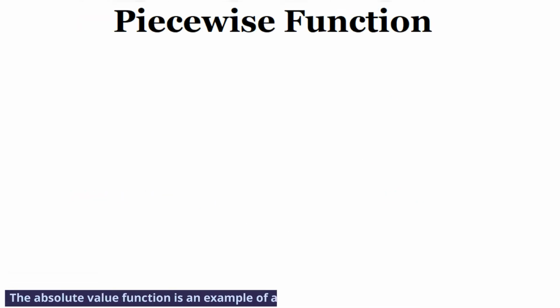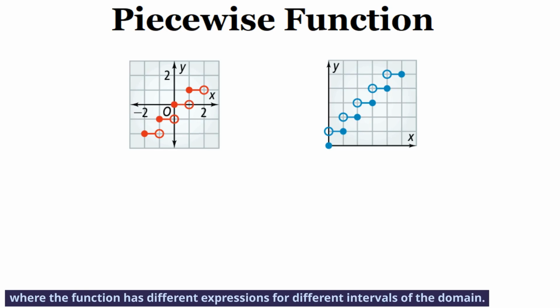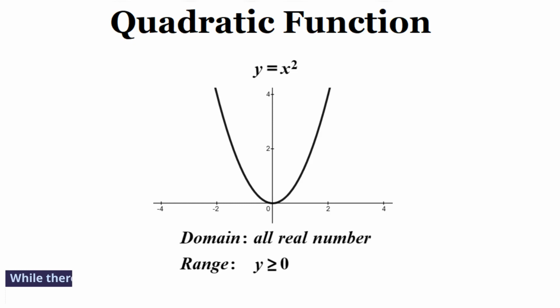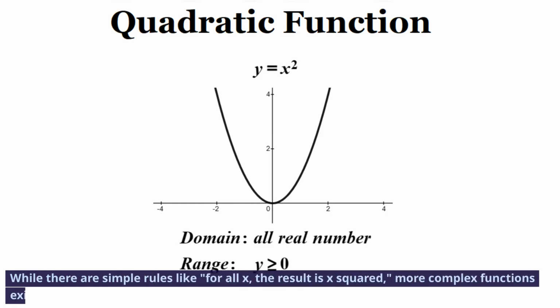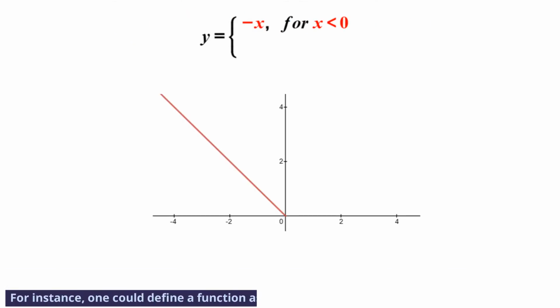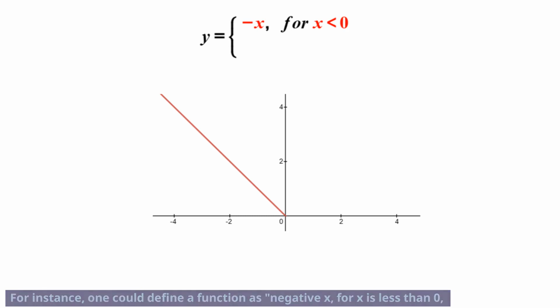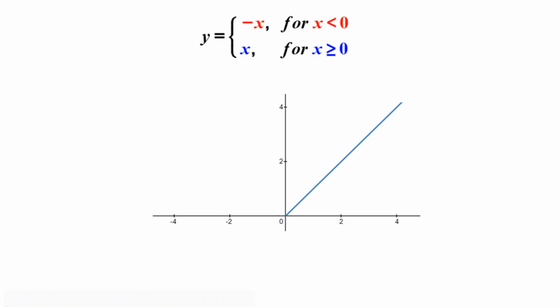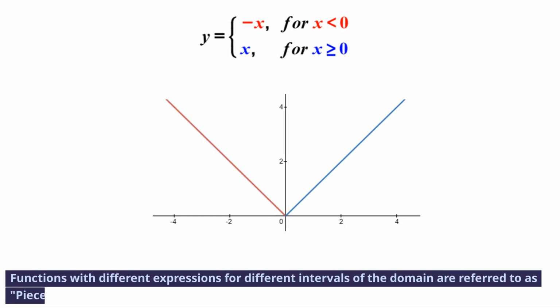The absolute value function is an example of a piecewise function, where the function has different expressions for different intervals of the domain. Generally, functions have ranges based on their domains. While there are simple rules like, for all x, the result is x squared, more complex functions exist. For instance, one could define a function as negative x for x less than 0, and x for x greater than or equal to 0. Functions with different expressions for different intervals of the domain are referred to as piecewise functions.